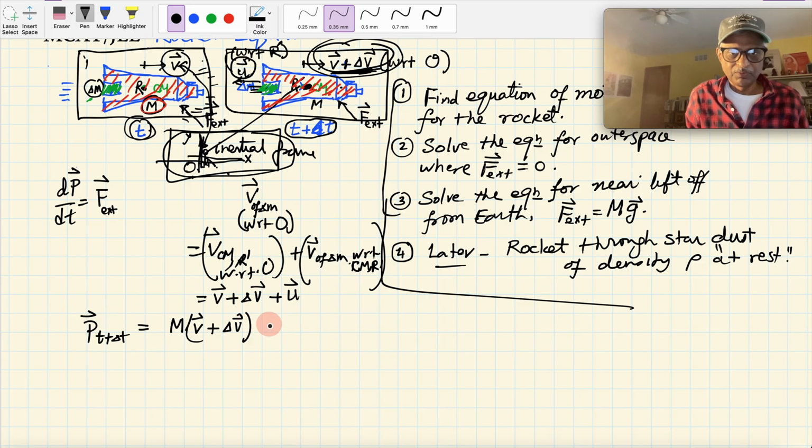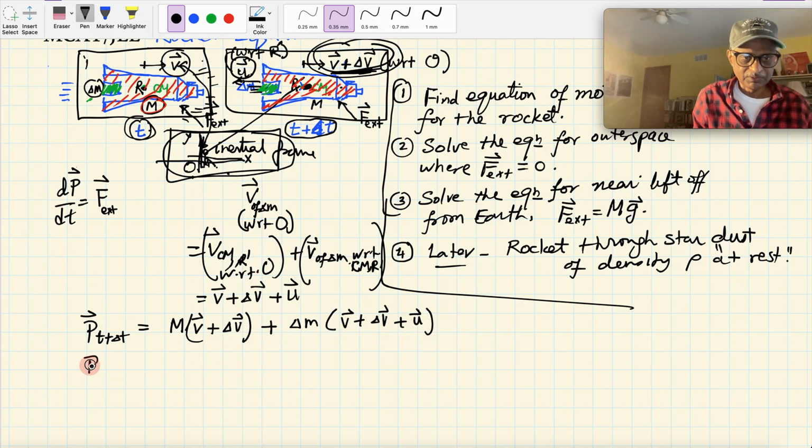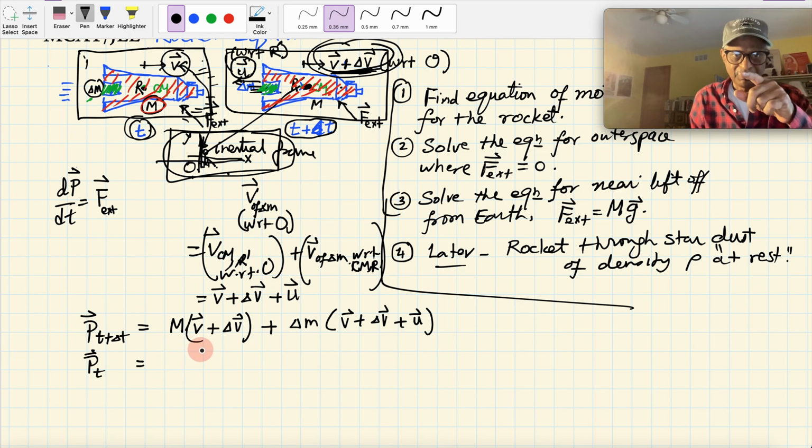Plus delta m times (v plus delta v plus u). Cool. So far good, right? And so p at t is just both of them going at the same velocity. Over there, both of them are going the same velocity now, right? So (m plus delta m), that's both of them going with velocity v.